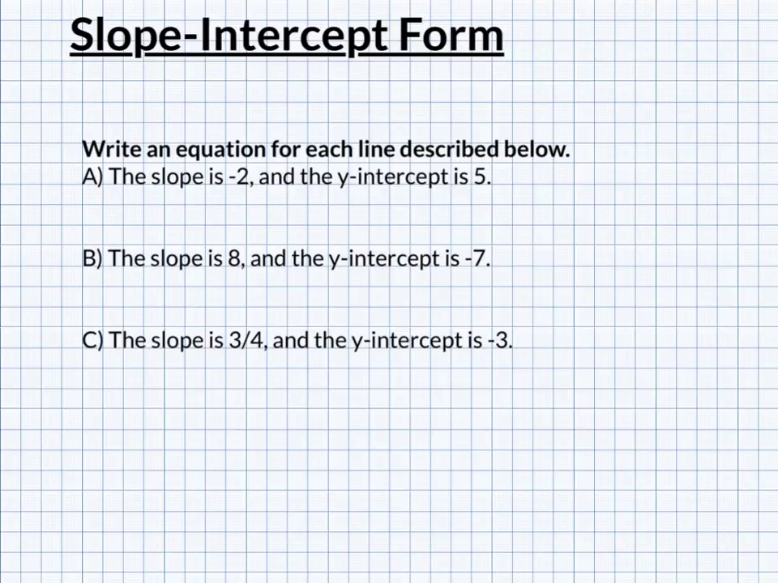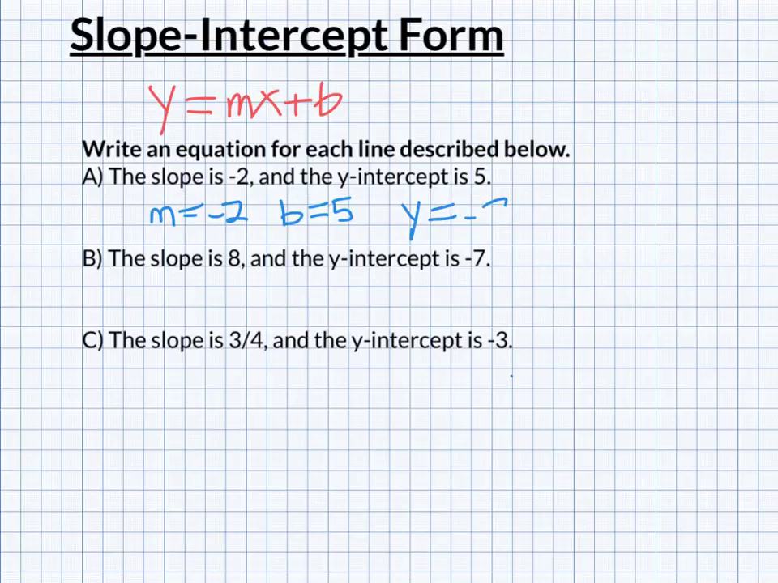We know that a slope-intercept equation looks like this, right? Y equals mx plus b. And m we know is the slope, and b we know is the y-intercept. So if we know those two pieces of information about a line, we can write the equation pretty simply. For example A here, the slope is -2 and the y-intercept is 5, right? That means that m equals -2 and b equals 5. So our equation just becomes y equals -2x plus 5.